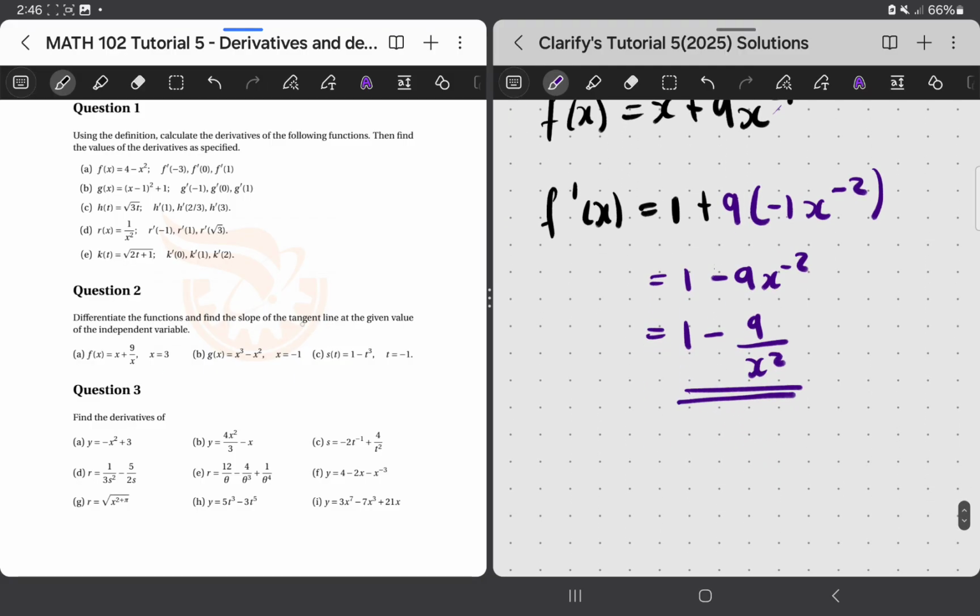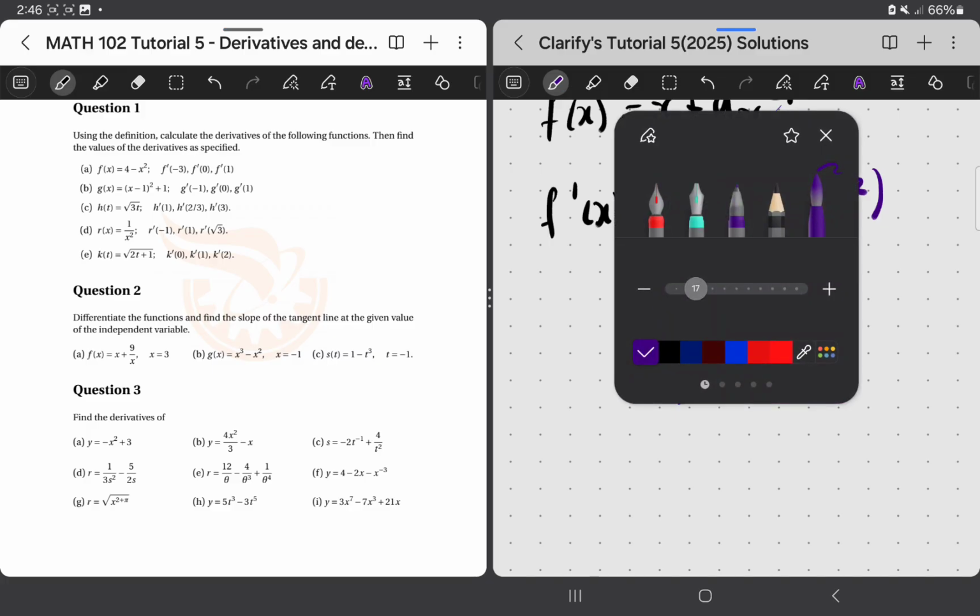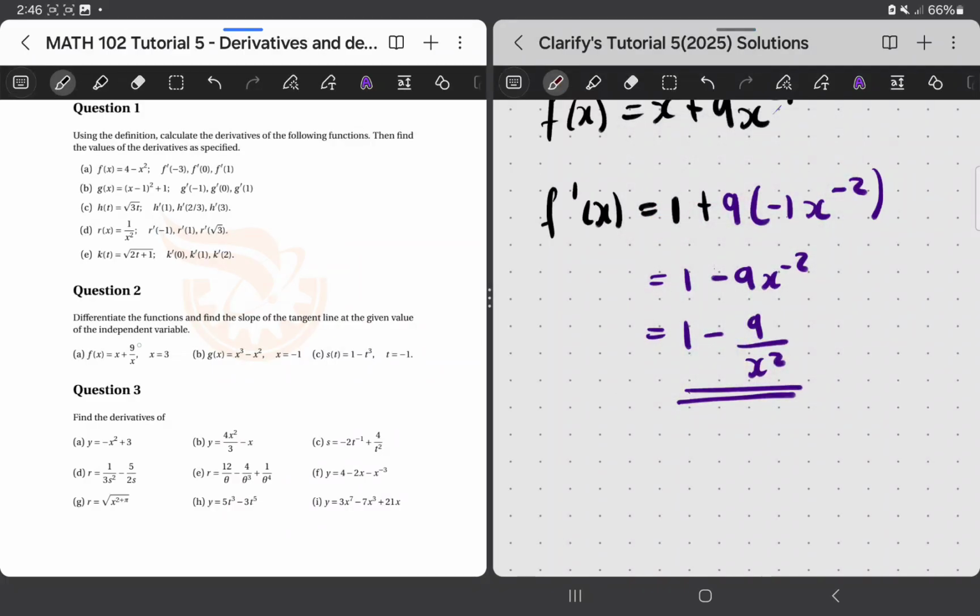But now they said, then find the slope of the tangent line. The slope of the tangent line is also the slope of the function. How do we find the slope of the function? You differentiate first, then put the value where you were. That's how you find the slope of the function, and it is also the slope of the tangent line, because the slope of the tangent is the same as the slope of the function.